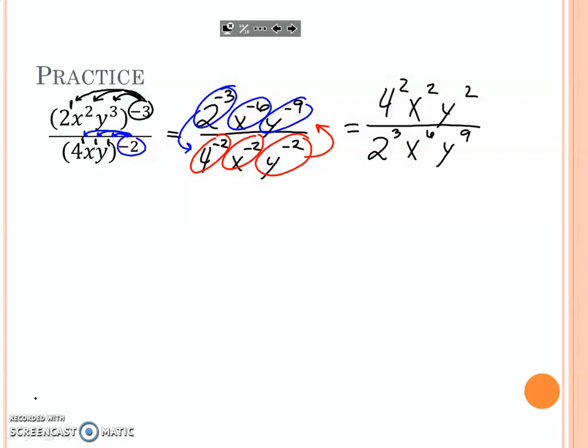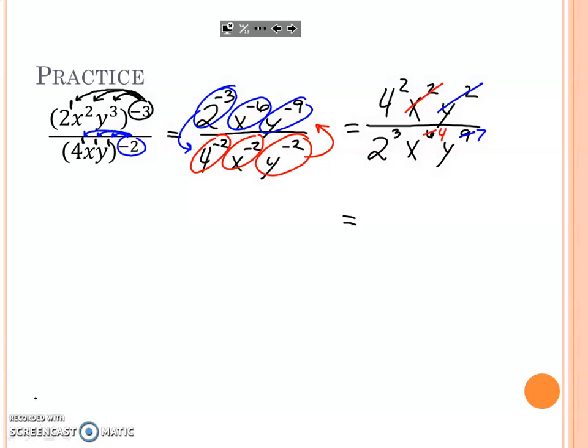Next thing I need to do is I need to combine all of my like bases on top and then combine all of my like bases on the bottom. I can't do that. There's no like bases on top. There's no like bases on the bottom. So the next thing I need to do is I just need to cancel. So I've got a y squared. Well, I can take away 2 from this y down here. That leaves me with a y to the 7th. I've got an x squared. Take away 2 there. That leaves me with an x to the 4th.